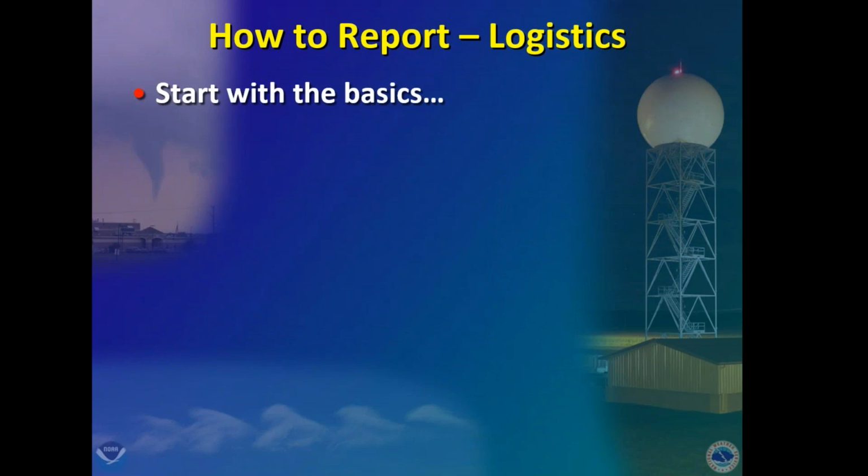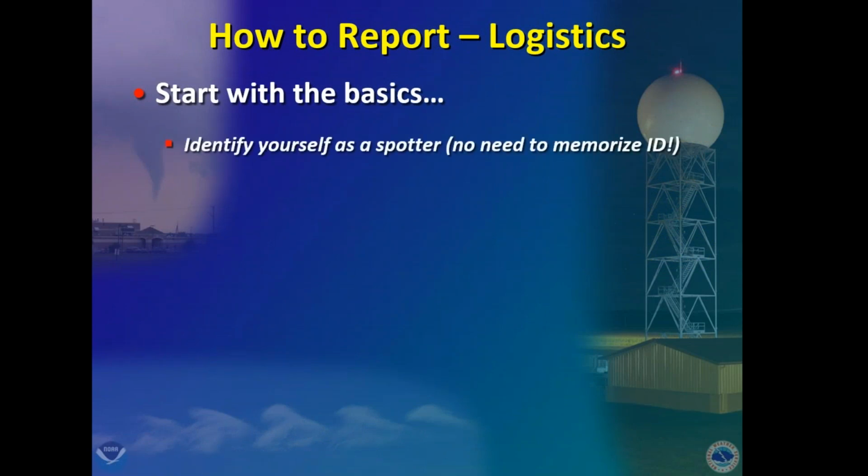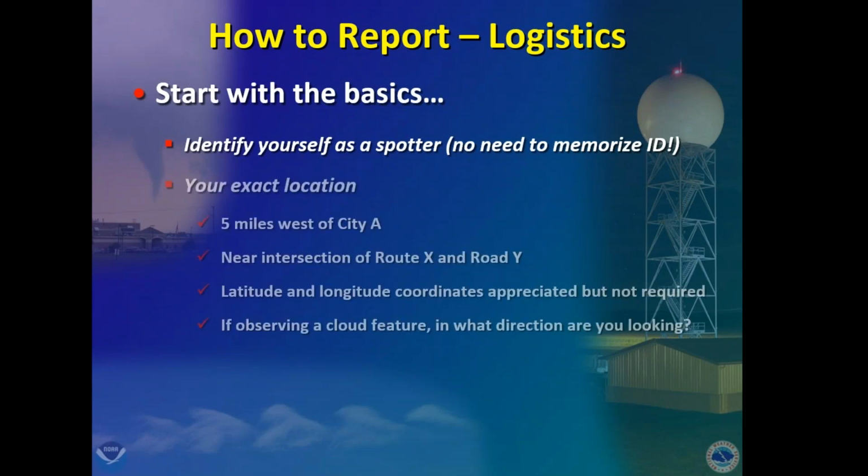So reporting. Starting with the basics, identify yourself as a spotter. If you have a SKYWARN ID, like if you're taking this course again, you don't need to memorize your ID. We no longer assign IDs as a result of just our decision to no longer assign IDs. But we are going to give you your spotter information with an email after this class. We're going to send you something just to let you know that you've been added to our network.